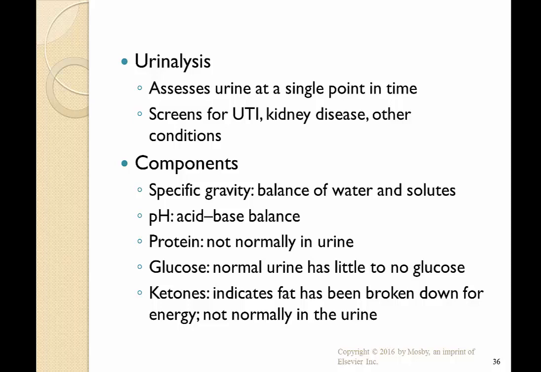We look at protein. Normally, the urine doesn't contain protein. Protein in the urine can be associated with fever, hard exercise, pregnancy, or some diseases such as kidney disease. We look for glucose. Normally in the urine, there's very little to no glucose. If there's an elevation in glucose, we see this in kidney damage or disease such as diabetes. We also look at ketones. Ketones indicate that fat has broken down for energy. Ketones are normally not passed in the urine. If we see an amount of ketones, that usually indicates diabetic ketoacidosis.